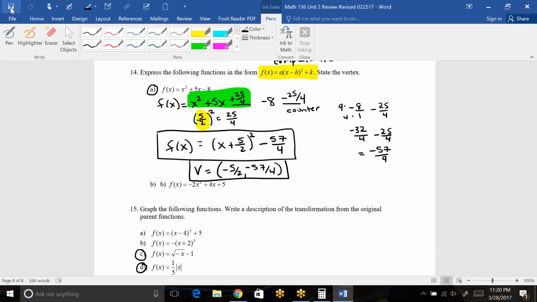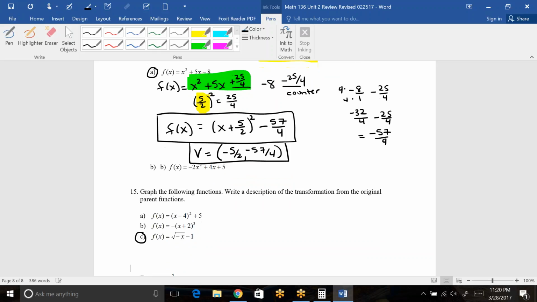So it doesn't hurt to write the descriptions as well, but I'm going to focus mainly on the graphing part for 15, and then on 16 we'll write the descriptions out because that's more like what it's going to be on the exam for you guys. So let's look at C.